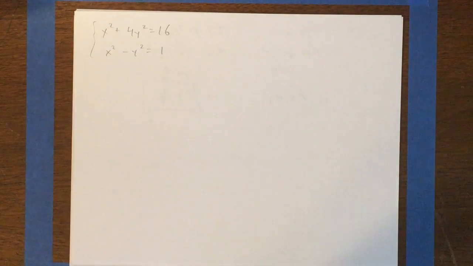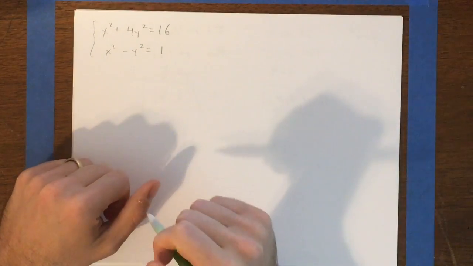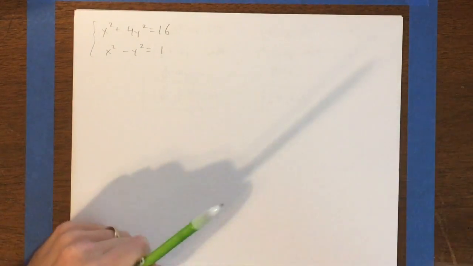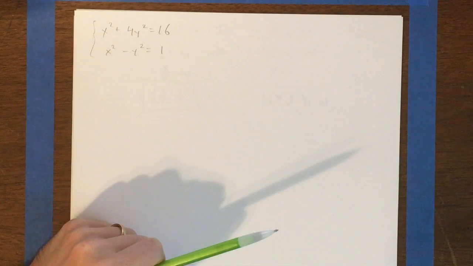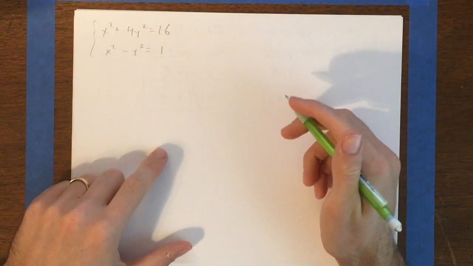Okay, for a second example of a system of nonlinear equations, I want to take this one, which is going to be a little bit more hairy, but it is going to give us an opportunity to check out the elimination method and how that works. Sorry, the addition method and how that works.